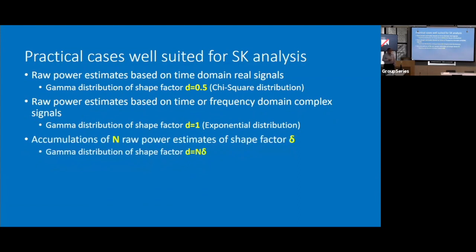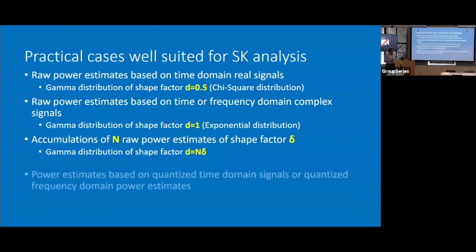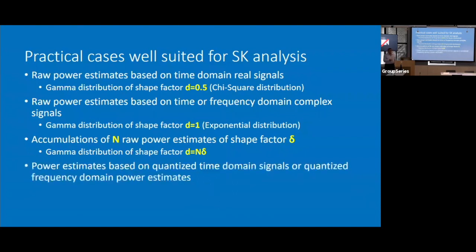Very interesting, you can actually do the same trick with already accumulated data. So when you accumulate exponential variables from an exponential distribution, their sum actually obeys a gamma distribution of shape factor n times d. So in this case, it would be n for an n distribution. And you can apply the same formalism and do a discrimination of that. I will show you an example.